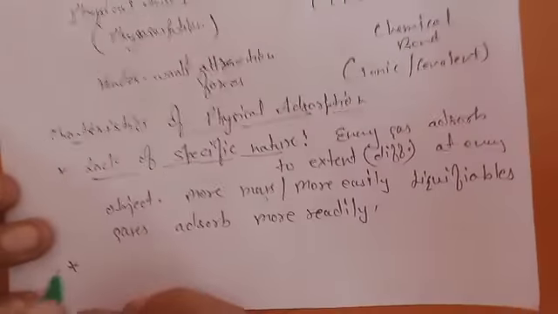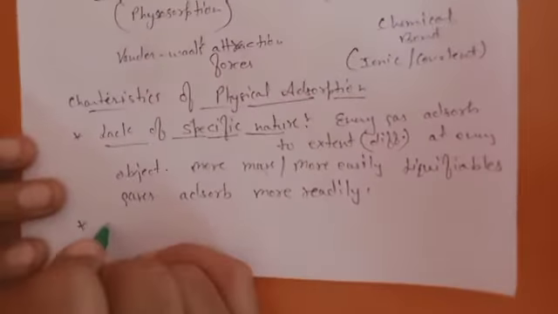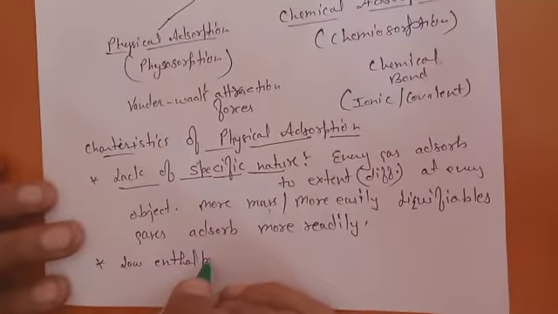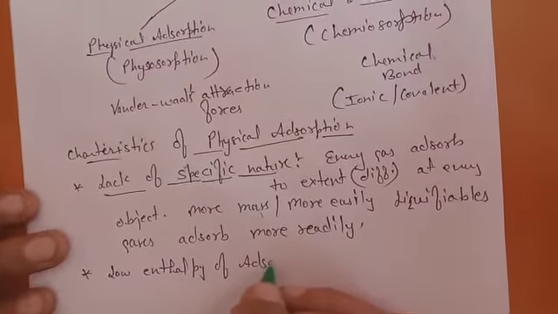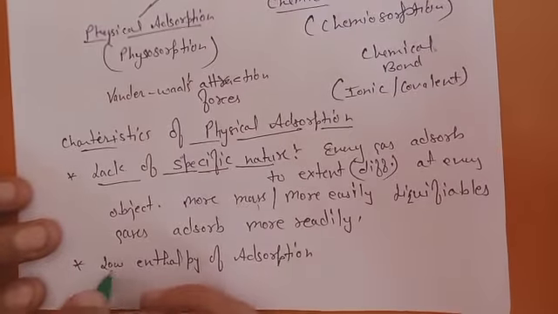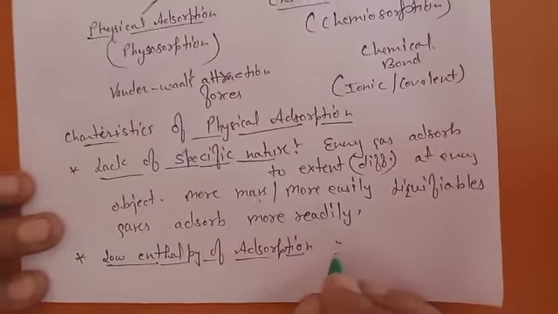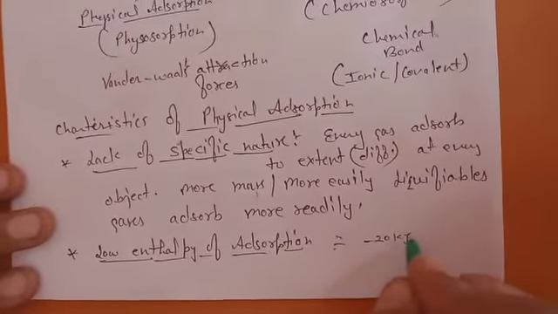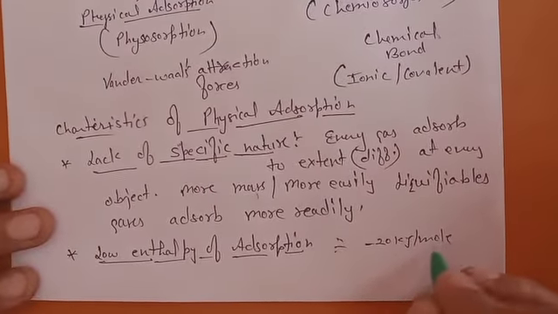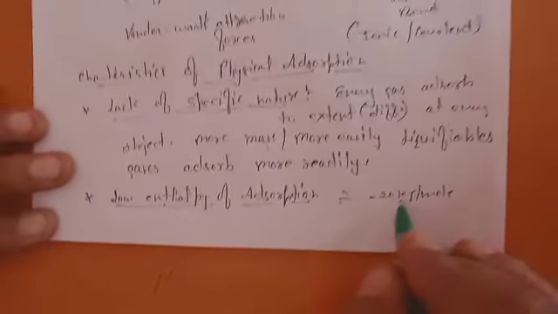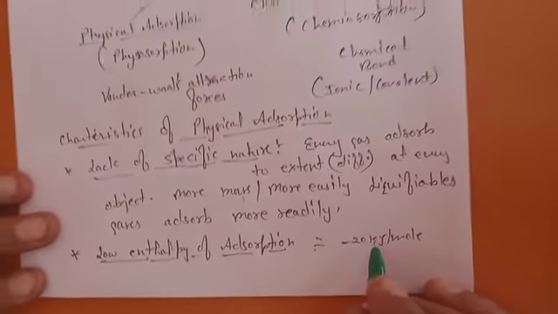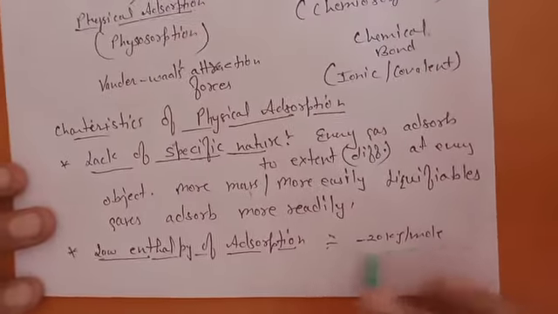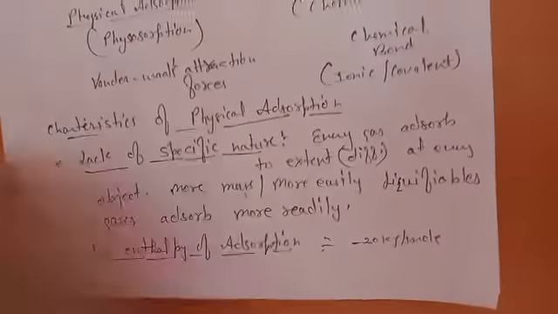The next one is low enthalpy of adsorption in this case. You know that adsorption is an exothermic process, but in this case it is roughly 20 kilojoules per mole. When 1 mole of gas gets adsorbed, about 20 kilojoules of heat is evolved. So you can say there is a low enthalpy of adsorption in the case of physical adsorption.